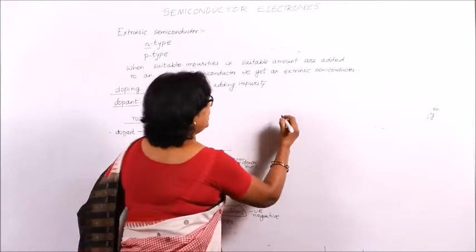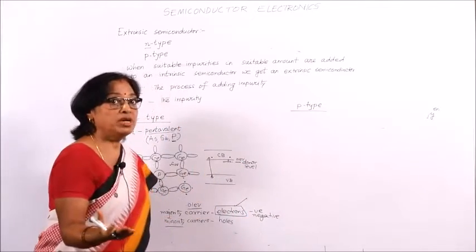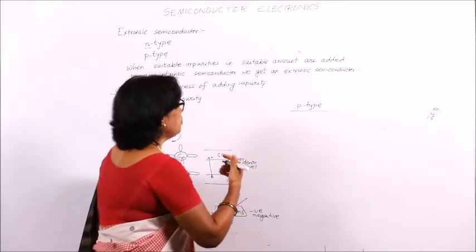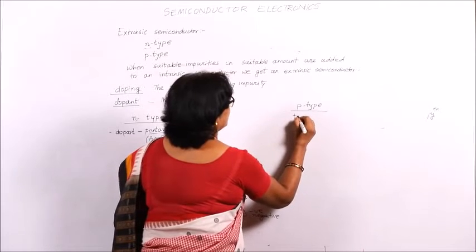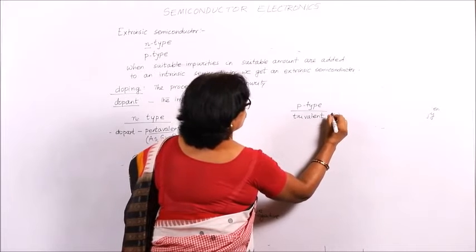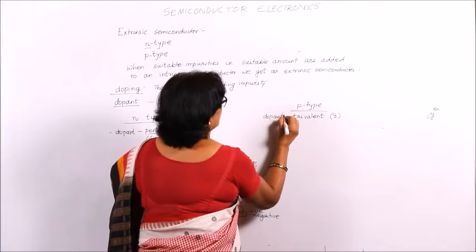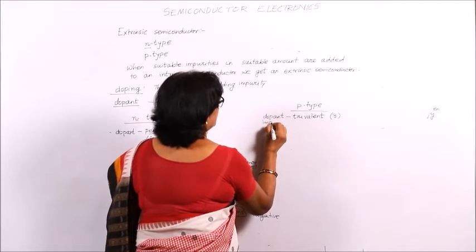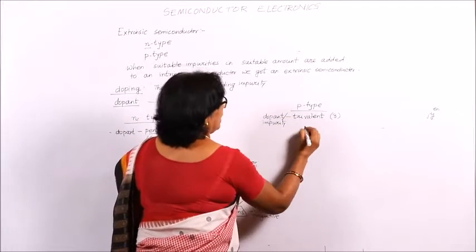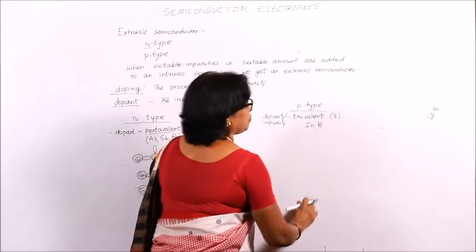Let us see the P-type semiconductor. Once you understand what an N-type semiconductor is, you can build up the P-type semiconductor yourself. In the P-type semiconductor, we have a trivalent impurity. So the impurity here is trivalent, with 3 electrons in the outermost orbit. The dopant or impurity is trivalent, like indium, boron.